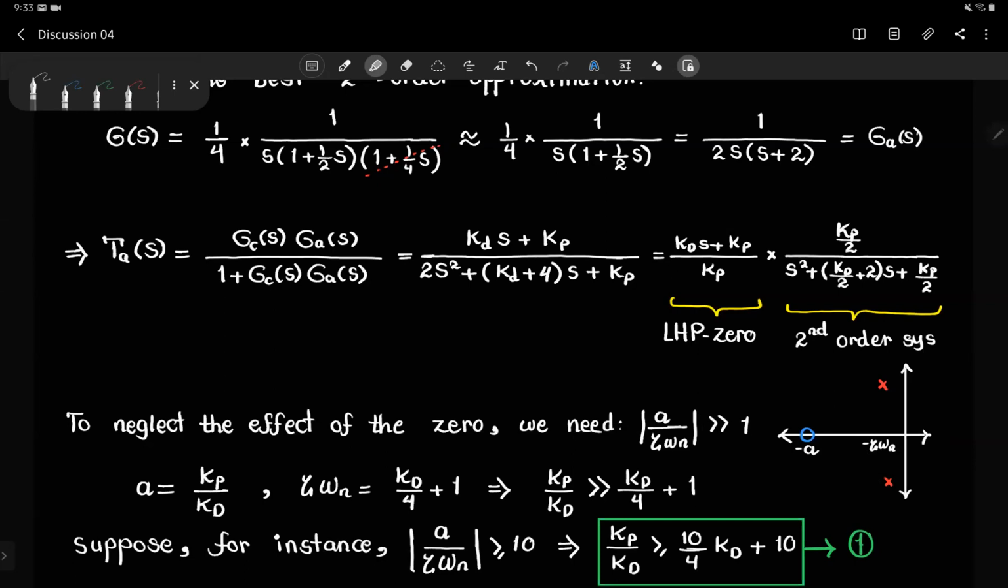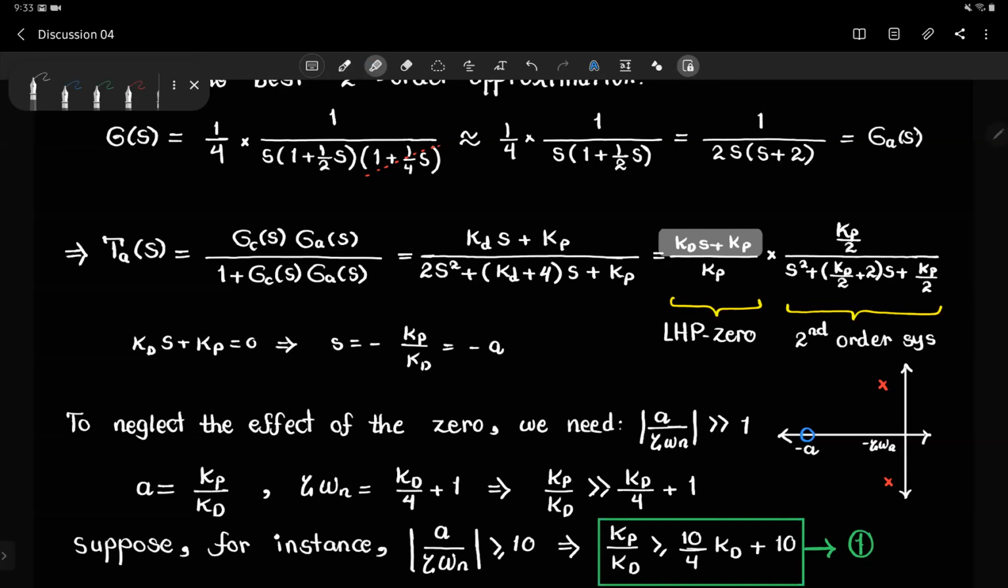For our system, if we try to compute the zero here, a will be kp divided by kd. You can see here, if we just equate kd times s plus kp equal to 0, that will give us that s is equal to negative kp divided by kd, which we say is equal to a. So a is given by kp divided by kd.